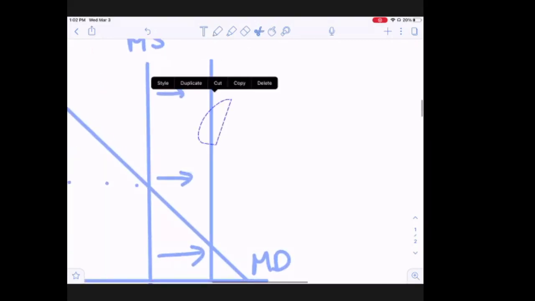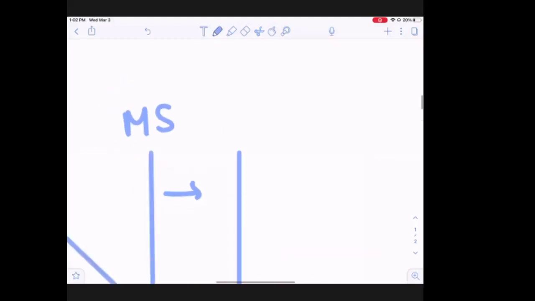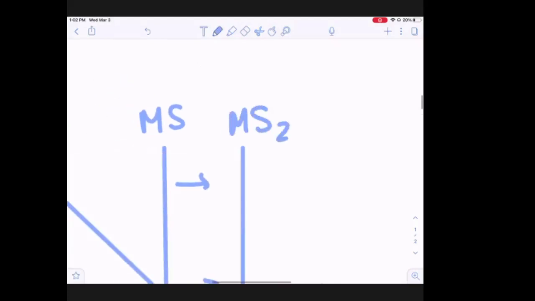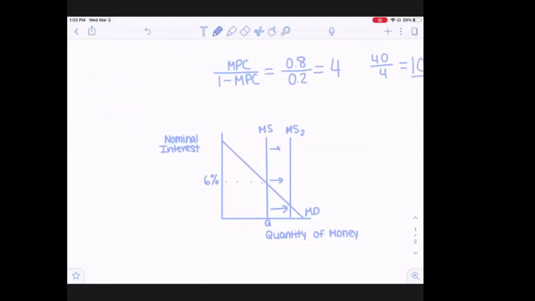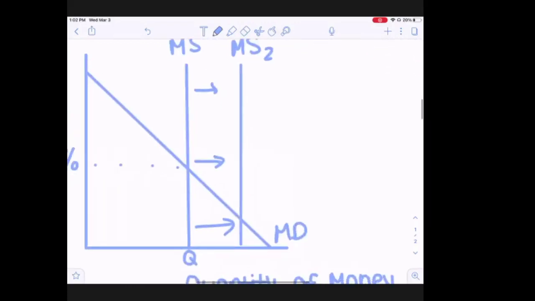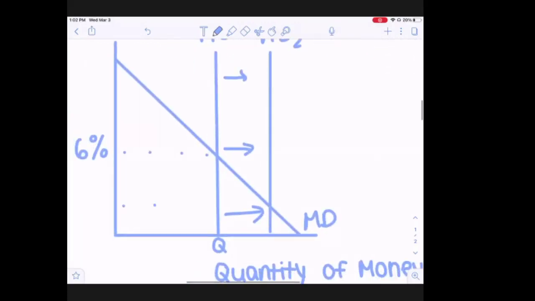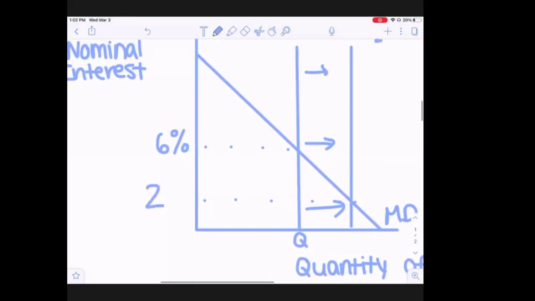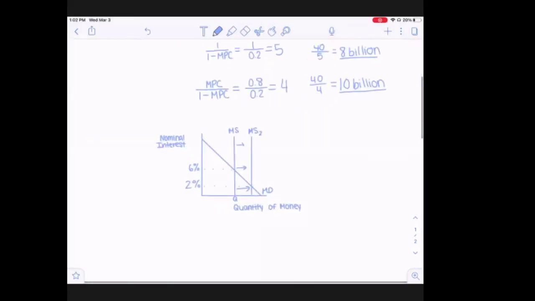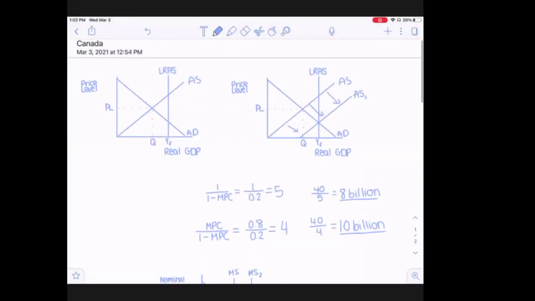All right, MS1 or MS2. Okay, and we dot across from equilibrium now, and we'll go down to 2%. All right, that was part D. Now we go to part E.